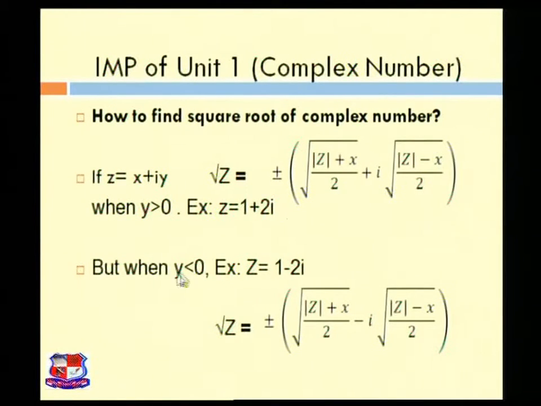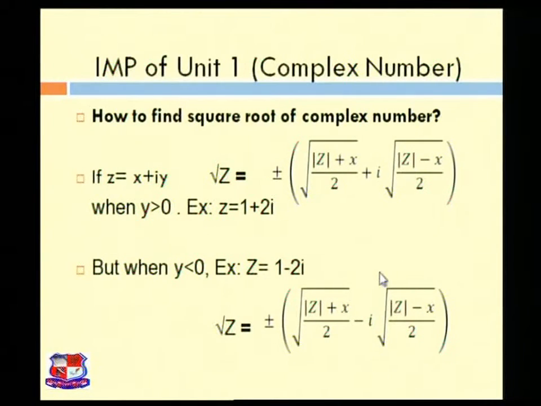And the second equation is for when our y is less than 0, for example z is equal to 1 minus 2i. Here x is equal to 1 and y is equal to minus 2, so our y is less than 0. So there is only one change in the equation, plus sign here and minus sign here: under root of z is equal to plus or minus, under root of (mod of z plus x) divided by 2, minus i under root of (mod of z minus x) divided by 2.